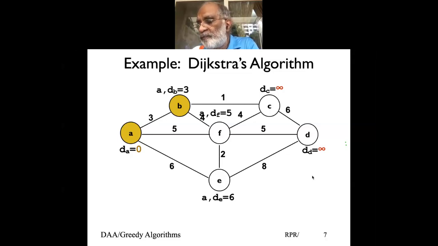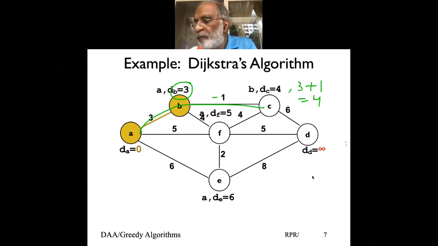Previously we were looking at the edges from A. Now we look at all the edges going from B. So we have one edge B to C and one edge B to F. Now the distance of B is 3. If I reach C from B, I incur a cost of 1. The current cost of C is infinity, but if I go via B, the cost of B is 3 plus 1, which is 4. So the minimum is 4, and we set the cost of C as 4.